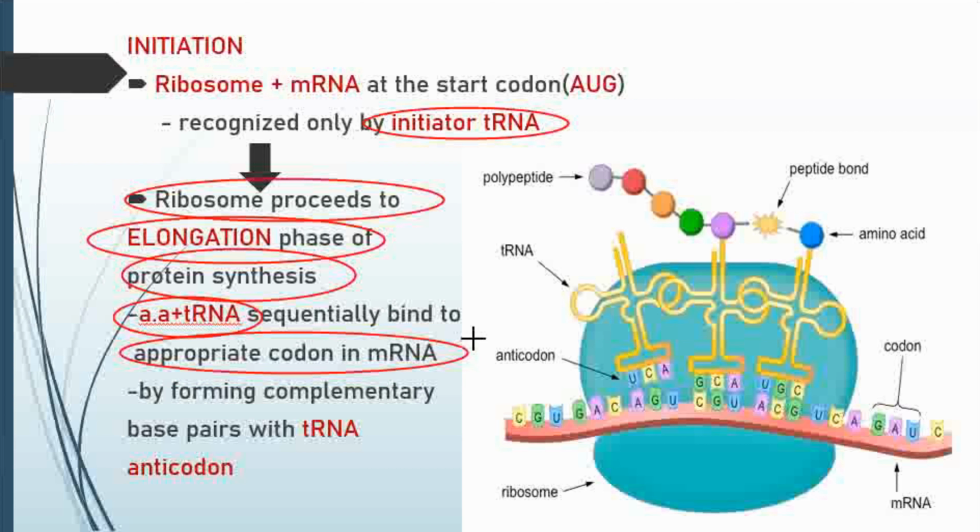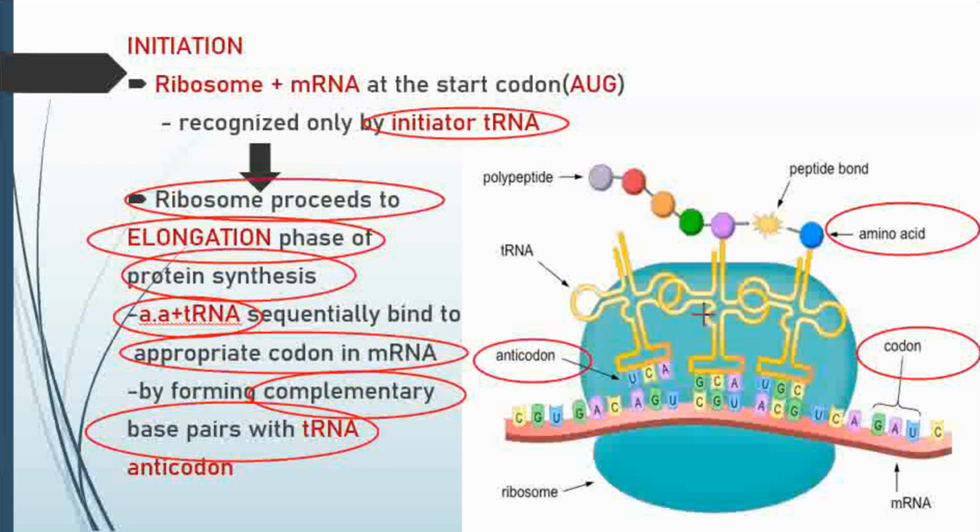Here you can see the anticodon. The part on the tRNA we call the anticodon, and the part on the mRNA we call the codon. So the tRNA will carry the amino acid, and it does complementary base pairing with the codon. This tRNA does the job of carrying the amino acid for the translation process. The amino acid whose codon matches correctly binds here, and here you can see the growing polypeptide chain.